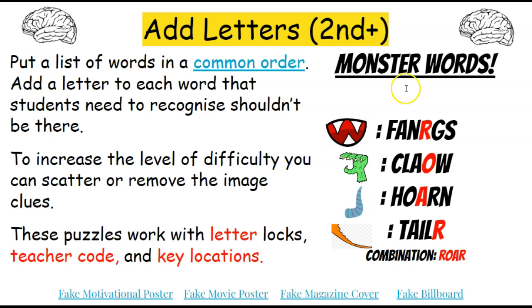The example that I've given you are a list of monster words. So we have fangs, claw, horn, and tail. And I've thrown in the extra letters R, O, A, and R, which would spell out roar.